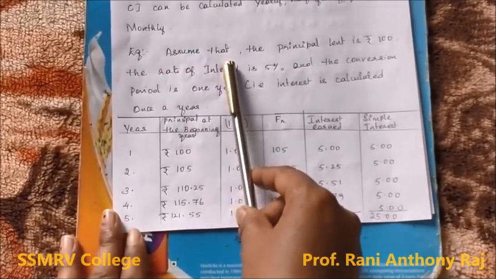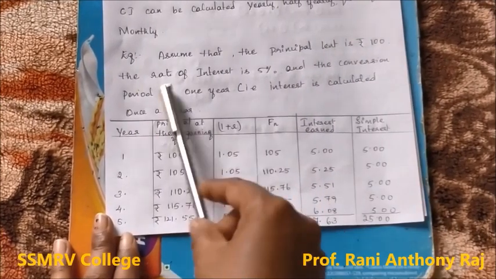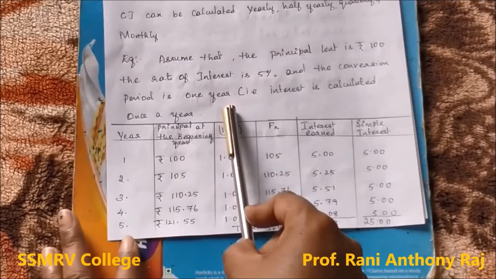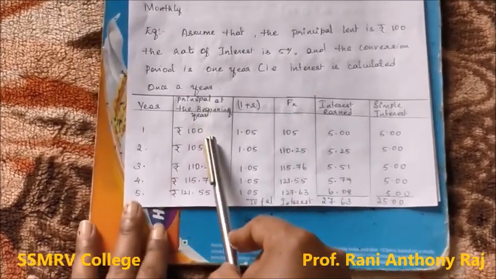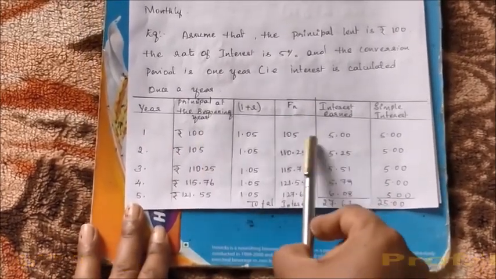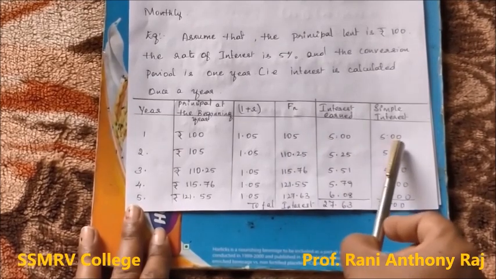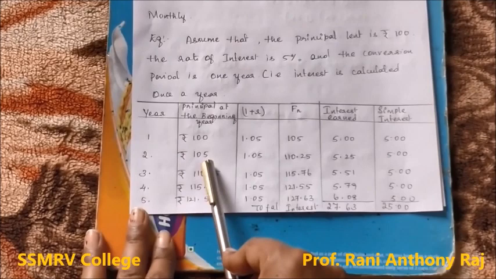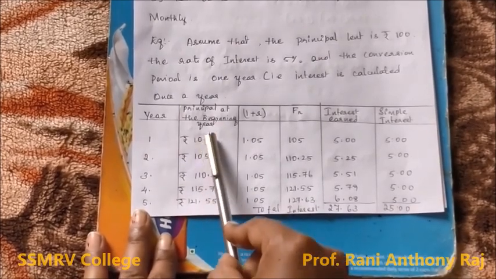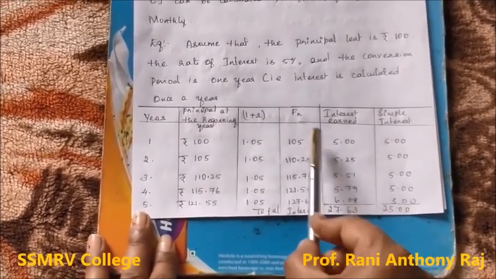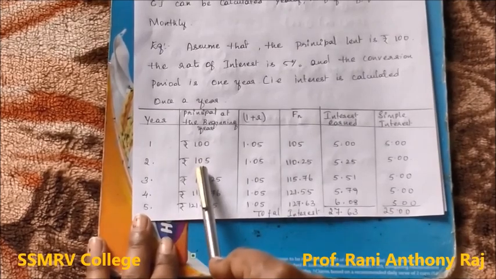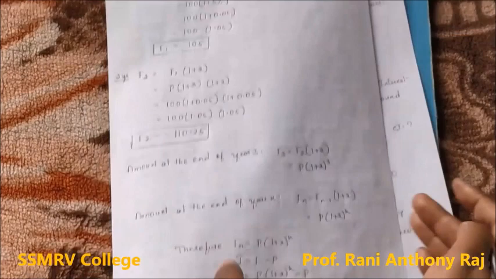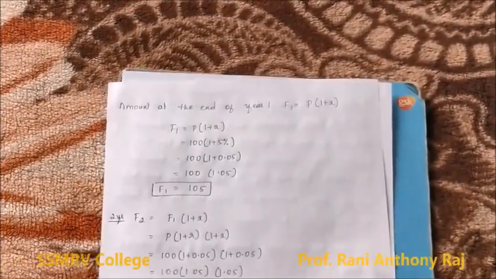I have taken one example. Principal amount is 100 rupees, rate of interest is 5%, and conversion period is 1 year. For the first year, the principal is 100 rupees and the rate of interest is 5%, so you will get the amount as 105 rupees. For the second year, the interest is calculated on the principal amount as well as on the interest amount, so it will be accumulated. Here I have shown the working note on how you get this 105.